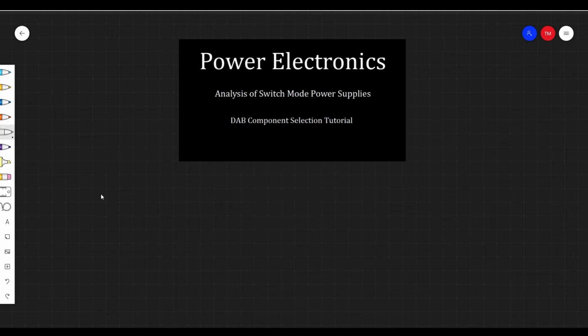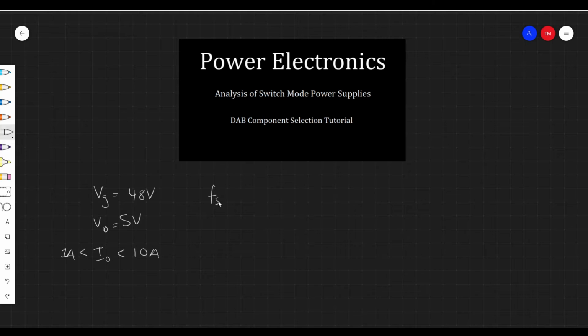So what I've provided is an input voltage, VG, equal to 48 volts. And we have a desired output voltage of 5 volts, right? So this is a 48 to 5 converter. Our output current is going to range from 10 amps all the way down to 1 amp, right? And this is basically going to determine our range of phase shift.